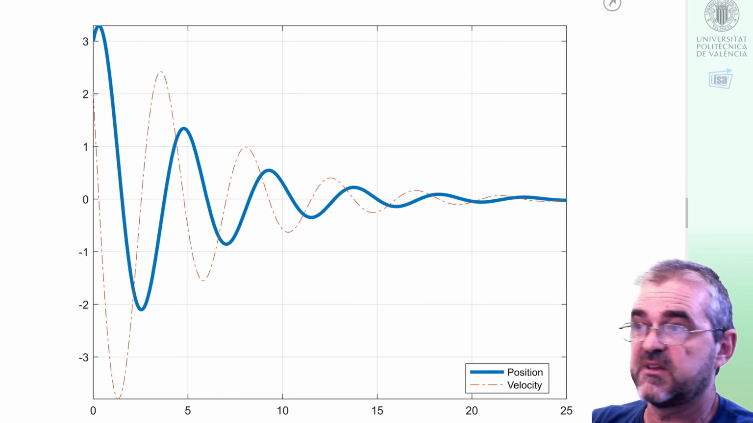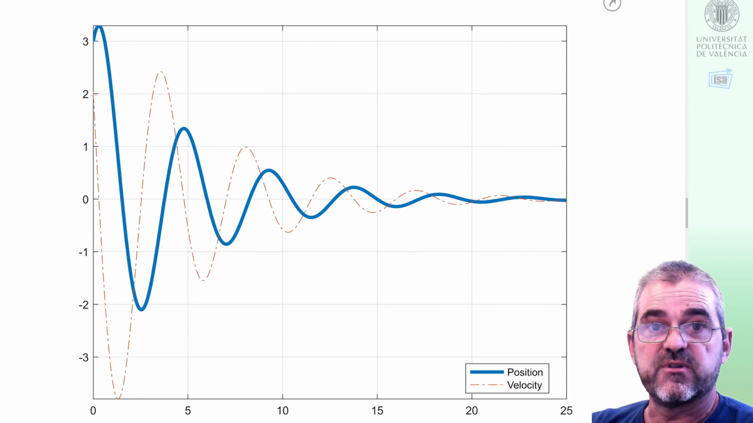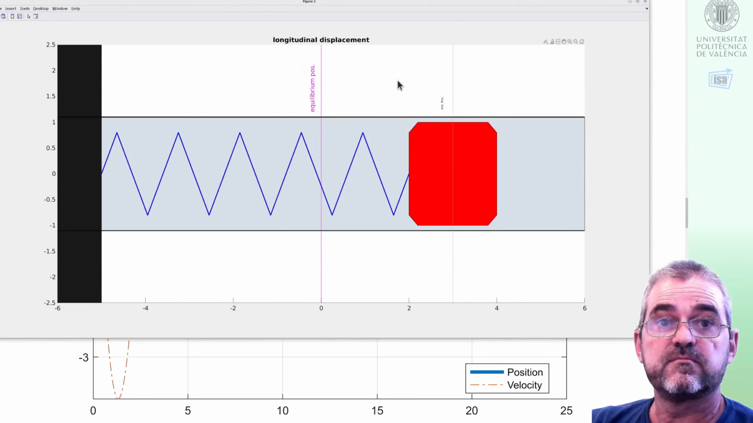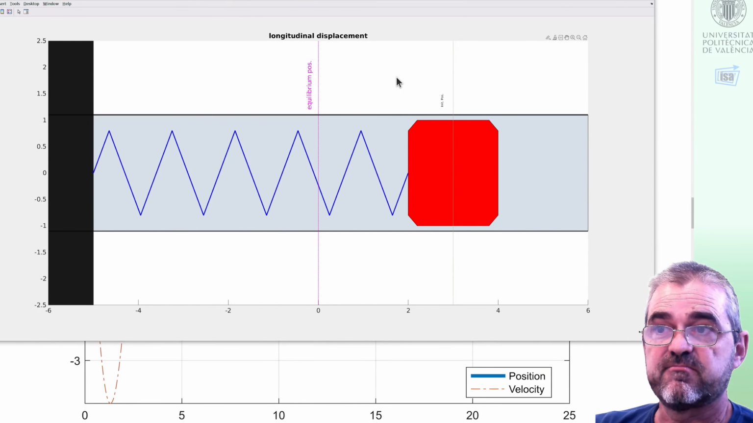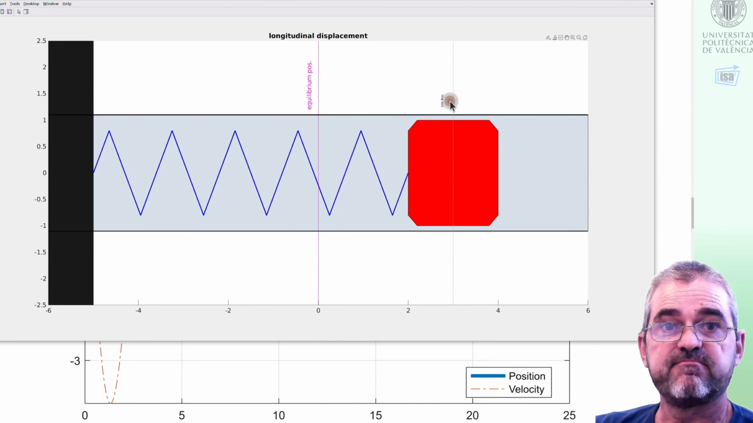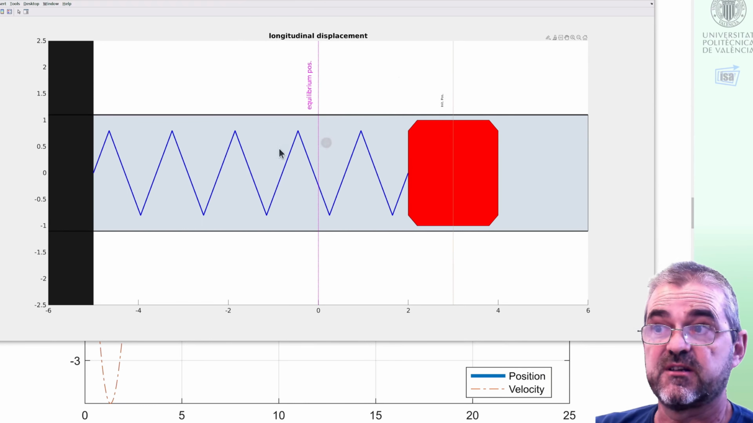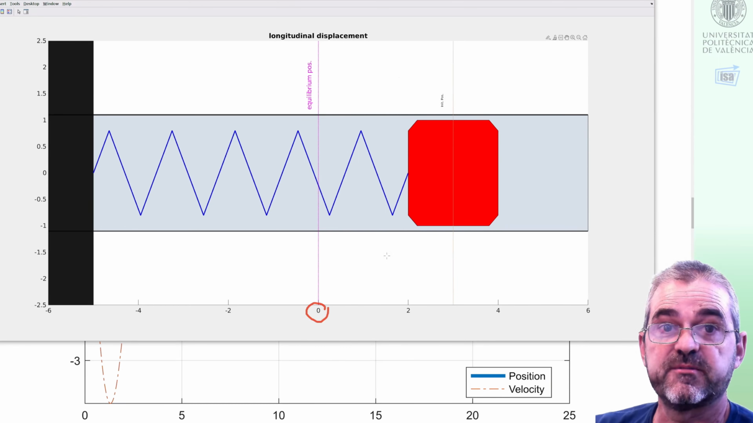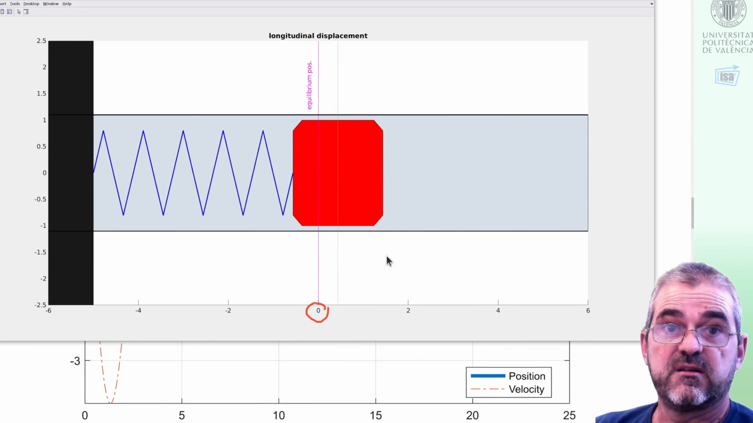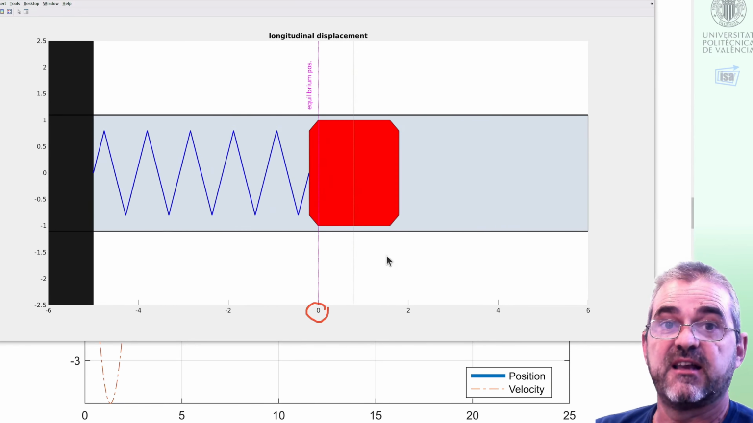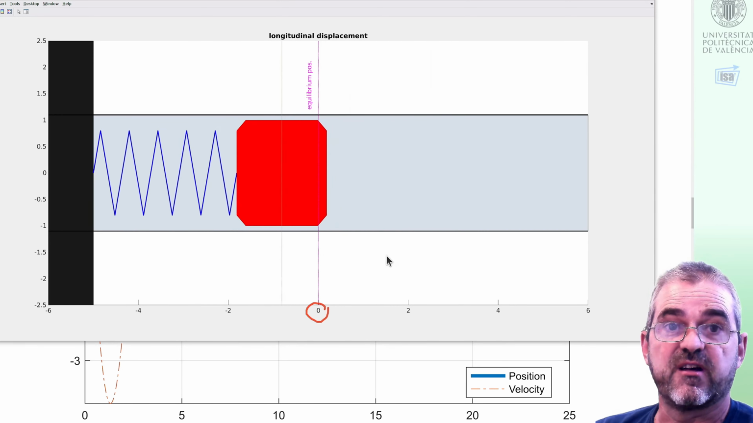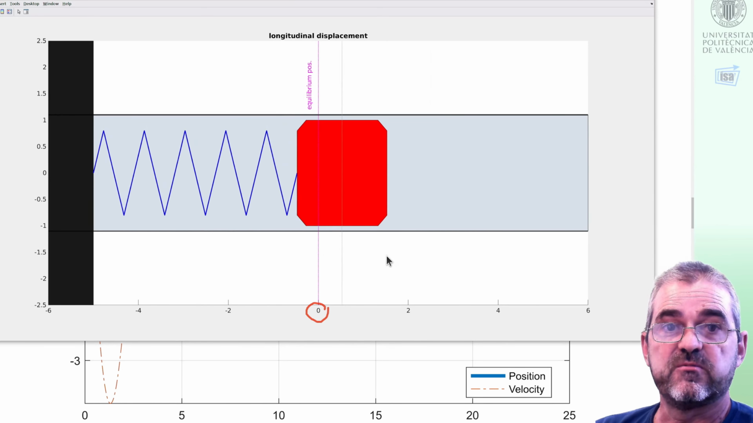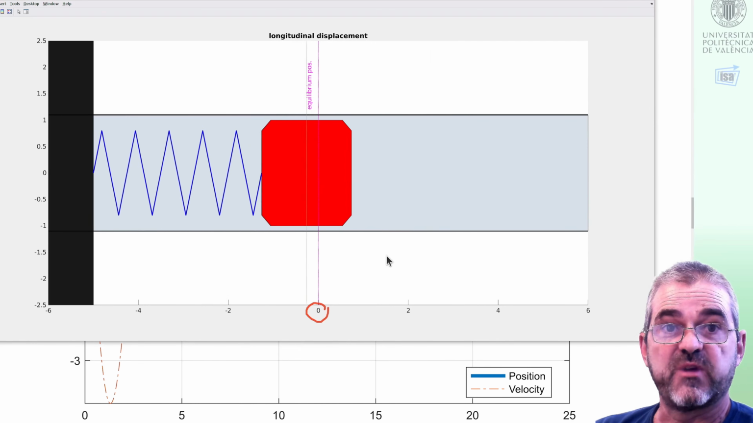Of course, it's easier for us to interpret what we are doing if we see an animation from an initial position in here, and then, as this is a stable system, it dissipates energy. It will oscillate until it stops at the equilibrium position equal to 0, when a lot of time has elapsed. So this is the animation view of the solution we have obtained.